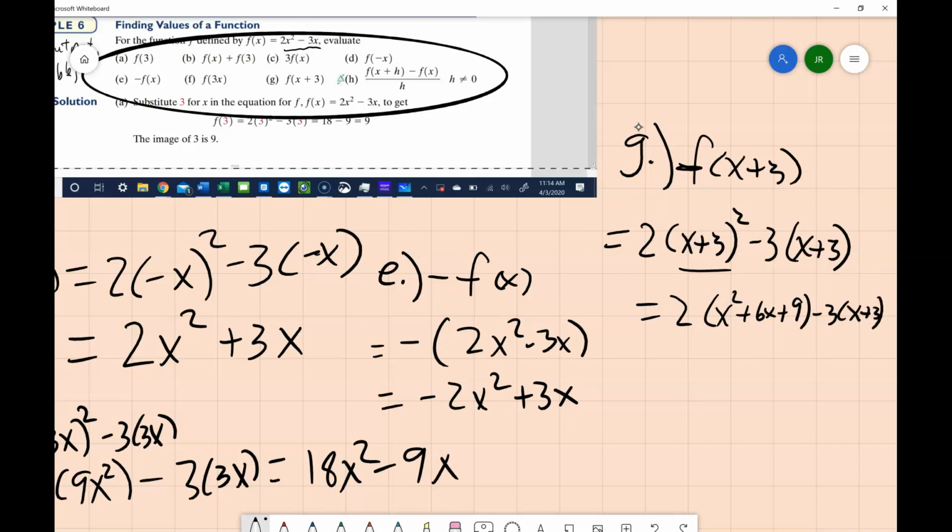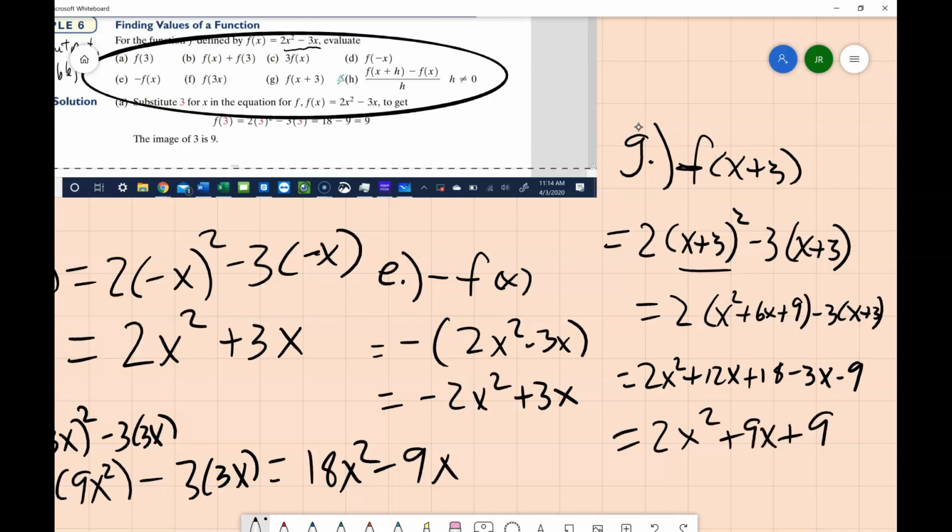Now I can distribute my 2 here and my negative 3 there. That gives me 2x squared plus 12x plus 18 minus 3x minus 9. Combine like terms, 2x squared plus 9x plus 9.